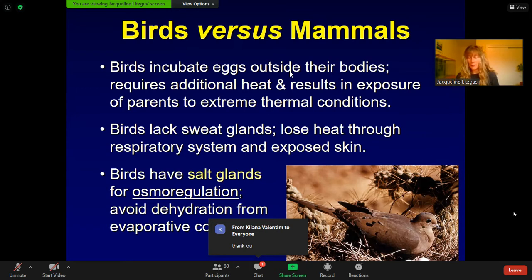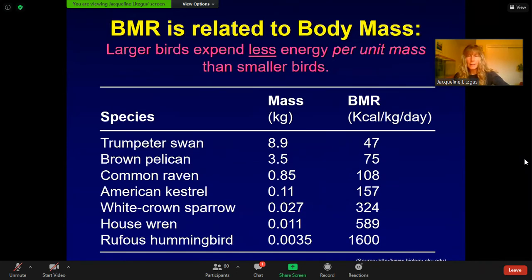So that was a little bit about osmoregulation for birds. Okay, now back to metabolic rate. So basal metabolic rate, as a general rule, is related to body mass. Now, something to keep in mind is how you define this. As body mass increases in general, metabolic rate does increase overall. But the key is that you have to think about it on a per unit mass. So larger birds actually expend less energy per unit mass than smaller birds.